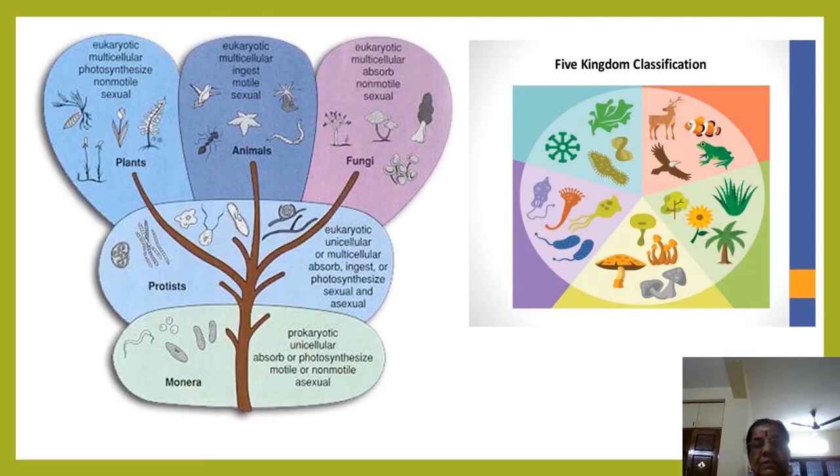So protists are eukaryotic, with a true nucleus, unicellular or multicellular. They absorb food material, so they may be heterotrophs or ingest the whole food. Amoeba will ingest the whole food. They may also be phototrophic and photosynthesize. This is Spirogyra, which is multicellular and can prepare its own food. Reproduction is both sexual and asexual.